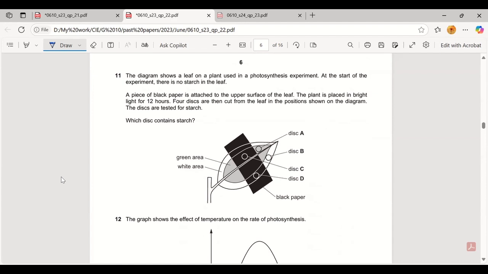The diagram shows a leaf on a plant used in photosynthesis experiment. At the start of the experiment, there is no starch in the leaf. A piece of black paper is attached to the upper surface of the leaf. The plant is placed in bright light for 12 hours. 4 discs are then cut from the leaf in the positions shown in the diagram. The discs are tested for starch. Which disc contains starch? Maram? Disc A. Disc A, yes.